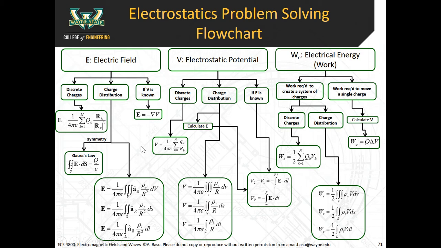The third approach: if you know what the electrostatic potential is, we haven't gotten to electrostatic potential yet, but if you know what V is, then E can be found simply by this formula. E is the gradient of the electrostatic potential. If you just remember this problem-solving flowchart, then you'll be good. Just remember these two things right now. What do you do in the case of discrete charges? What do you do in the case of a charge distribution?